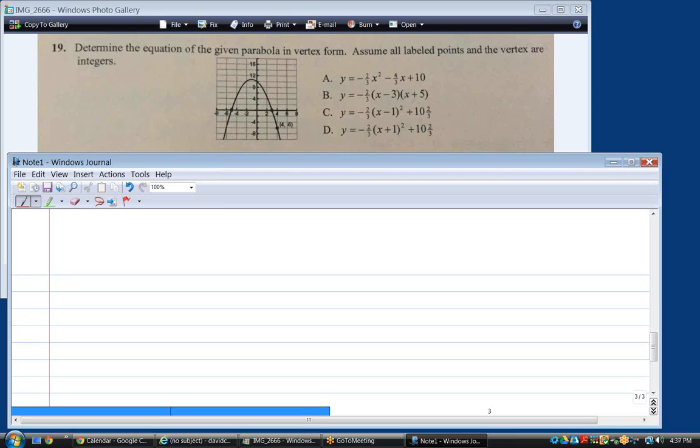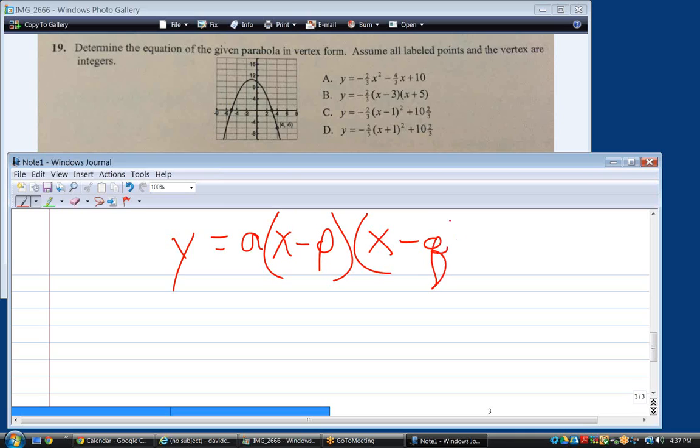What's the general format of a parabola in intercept format? It'd be y equals a times x minus... no, you were right. Sorry, I didn't mean to mess you up there. x minus p and then x minus q.